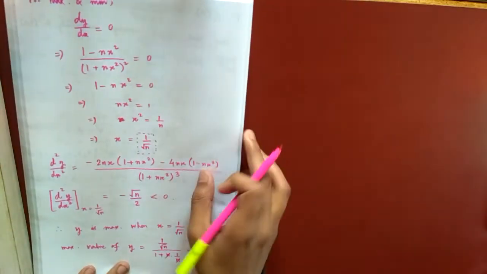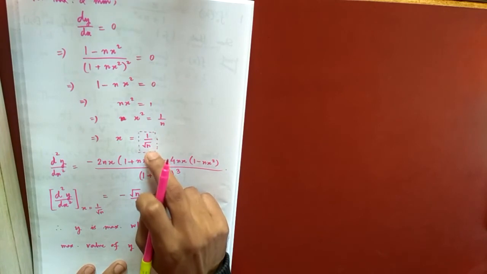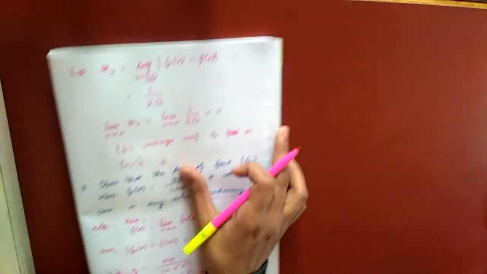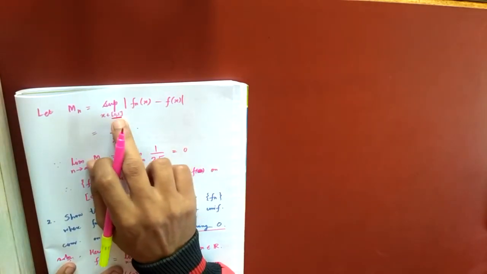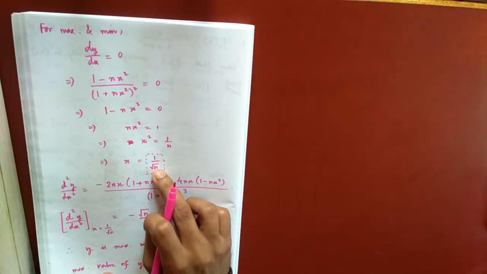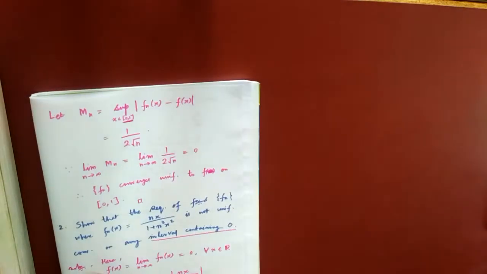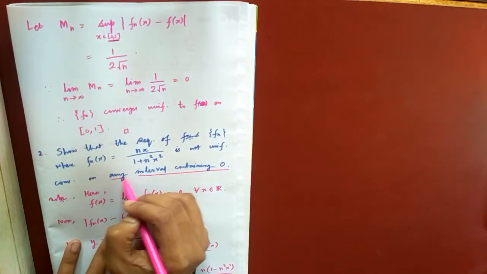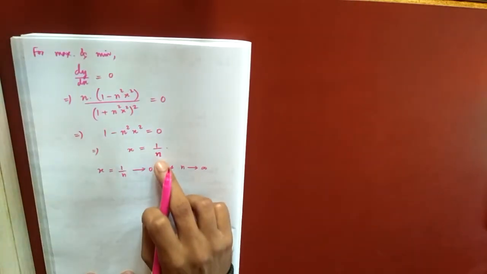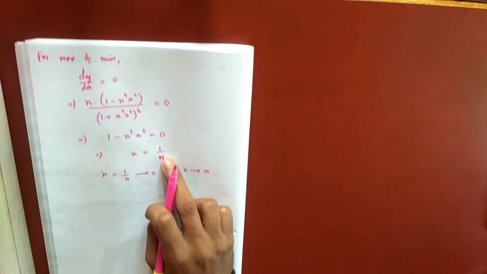Here x was 1 by root n and the maximum value is achieved at this point, and this point is in the interval. So I can say the maximum value is this. If this x would not belong to the interval, then I cannot say that the maximum value is this. So this is the reason they have said any interval containing 0. So if I have any interval containing 0, this x will definitely lie in that interval.